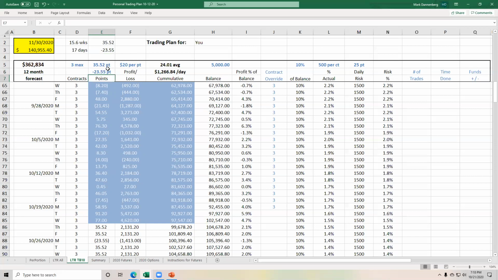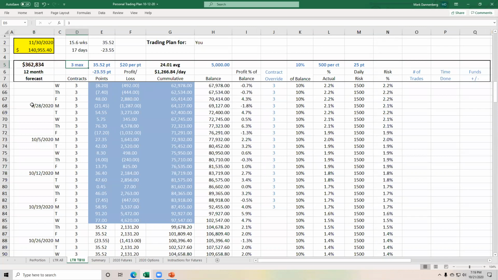Okay, so using the same numbers that we have as our average run rate to determine our go-forward forecast based on having 17 losing days every 15.5 weeks. Now these numbers can change a little bit, but you're going to update your trading plan every day, so you're going to keep it current. Keeping our maximum contracts to no more than 3, that gives us a $362,834 potential income, having started with $5,000.